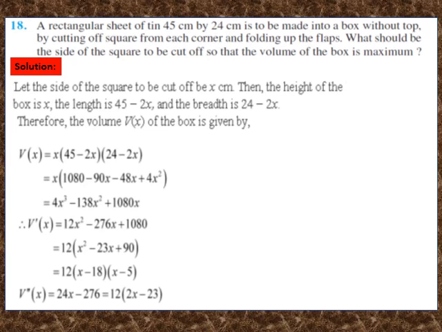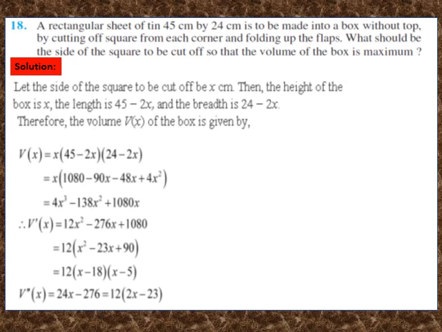Next is question 18. A rectangular sheet of tin 45 cm by 24 cm is to be made into a box without top. So we are making a box by cutting off squares from each corner and folding up the flaps. So we will cut squares from 4 corners of the given sheet. What should be the side of the square to be cut off? Means we have to find the side of the square which we are eliminating, so that the volume of the box is maximum. Clear? So here the function to maximize is what? Volume. It means we have to consider the function of volume.